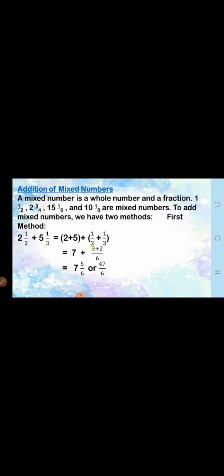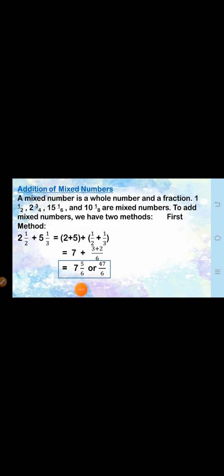Where did the 5 come from? From this 3 plus 2. Okay, or 47 over 6, if you want to make it a fraction and not a mixed number. It can also stay as a mixed number. Okay, 7 times 6 is 42, and then add the numerator, which is 5, so we have 47, and then copy the denominator, which is 6, so we get 47 over 6. Okay, that's how you add.